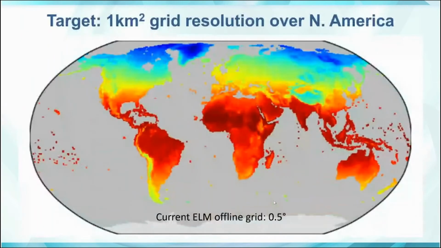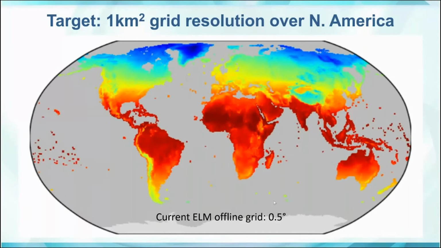But I'll just start with a little bit of motivation to show you where we were prior to this work with our highest resolution offline simulations with the land model. So typically we're running on a half-degree grid. This is for the fully coupled carbon, nitrogen, phosphorus biogeochemistry in the land model, and I'm showing you the global grid at half-degree so you can see what that looks like.